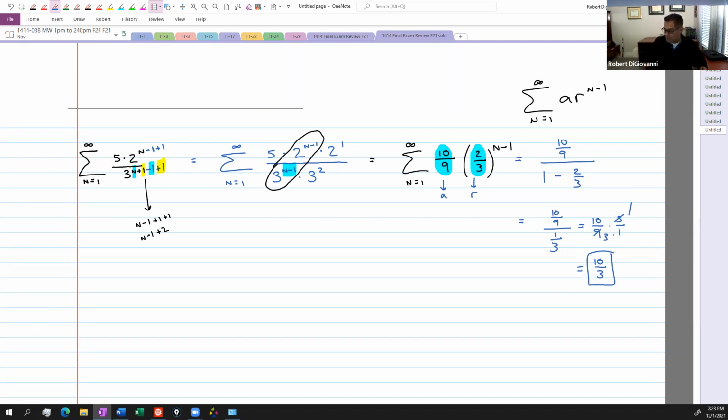Questions there? The key to this is to get that n-1. If you can get the n-1, then you just need to move things around and then just apply the formula.